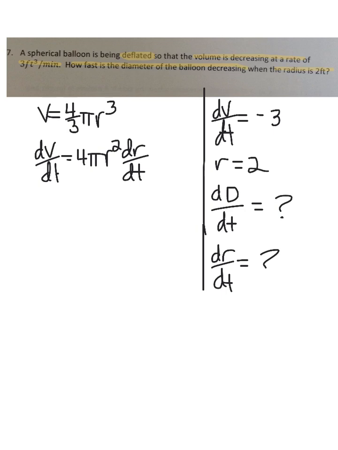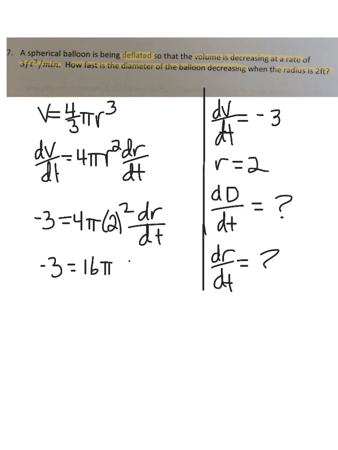All right, so let's see. So we have a -3 here, and then 4 pi, the radius I know is 2 squared, and for the moment we're going to find dr/dt. All right, so that's going to give me -3 equals, let's see, 2 squared is 4, and 4 times 4 is 16 pi dr/dt, and then I'm just going to divide out that 16 pi.